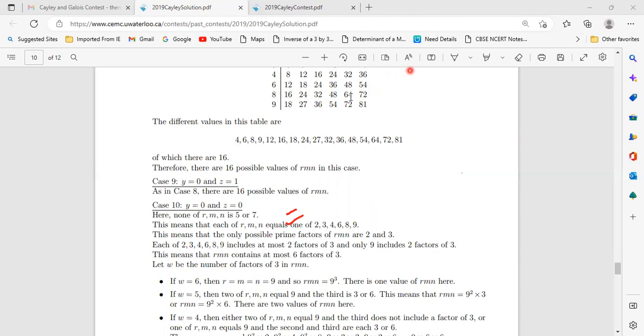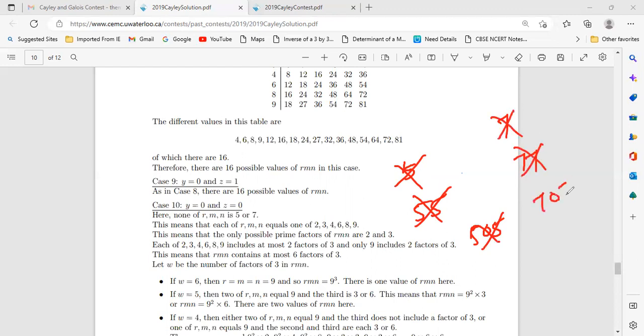And in case 10, we're going to have y is 0 and z is 0, which means none of the RMN is 5 or 7, which means you're going to ignore 5, 55, 505, 7, 77, 707. We are going to ignore all these values. Do you understand?